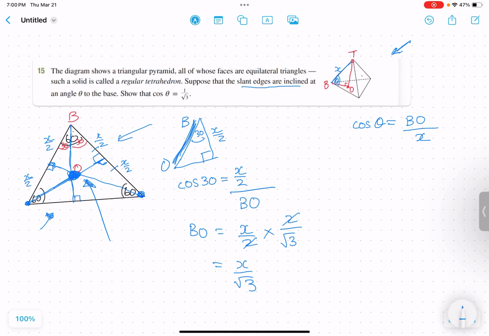So let's put that in here. So we've got BO is x on root 3, and we're dividing by x. So that's the same as x on root 3, and we're timesing by the reciprocal, 1 on x. The x's cancel, I just get 1 on root 3. That's what it's asking me to show, that cos theta equals 1 on root 3.